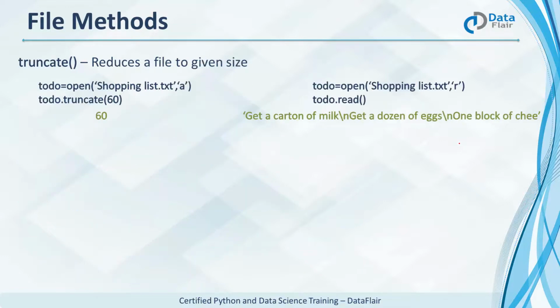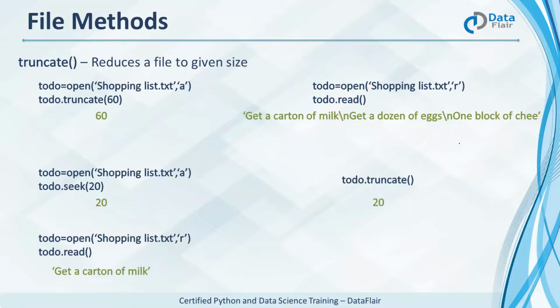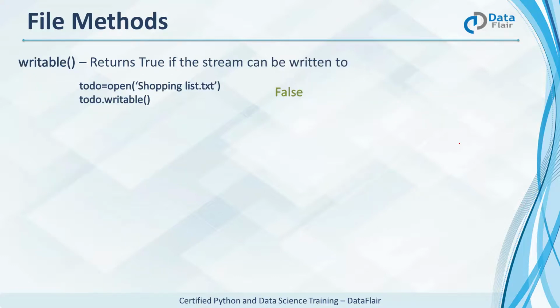Truncate takes a value and reduces a file down to that size. This one reduces shopping list down to 60 characters. Let's take it to position 20 in the file. Truncating now truncates everything else and keeps just the first 20 characters. If a stream is in such a state where you can write to it, it is writable. Since the default opening mode is for reading, todo is not writable here.